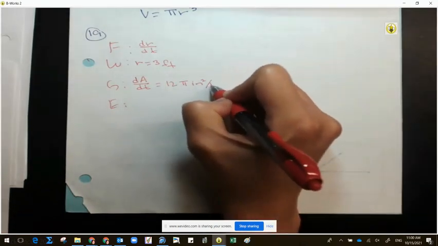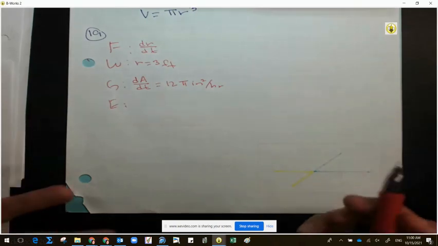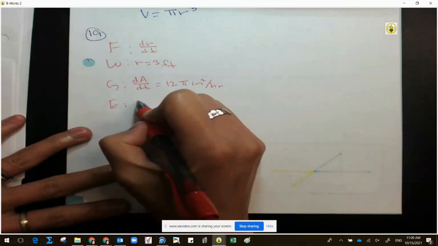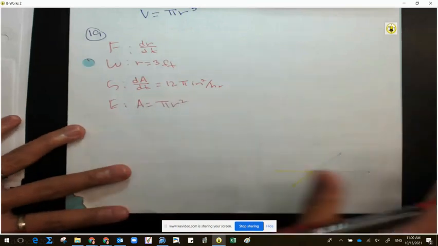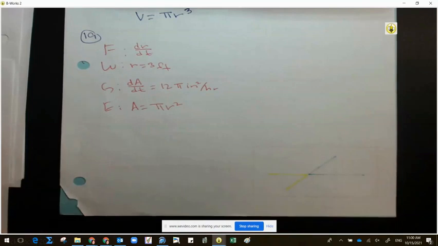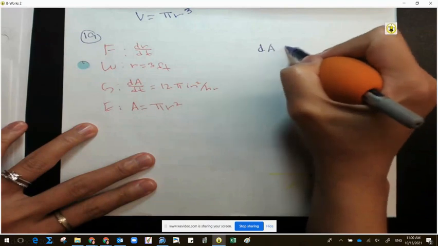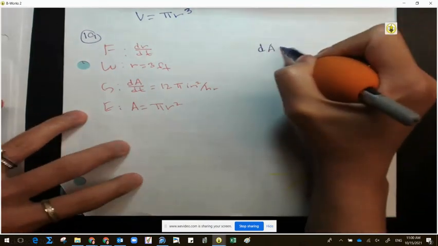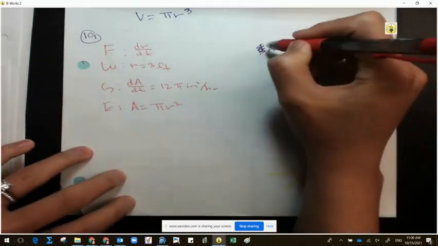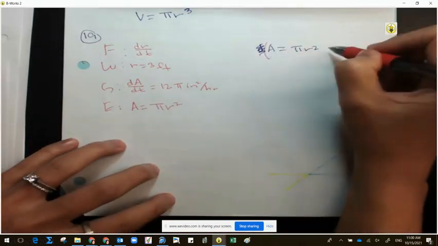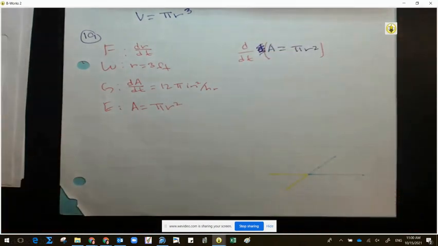And that was 12 pi inches squared per hour. And our equation on this one, what shape are we looking at here? Circle. What is the area of a circle? Pi r squared. So let's write that equation on the top. So we have A is equal to pi r squared. Get rid of that one. Now find the derivative with respect to t. I guess I could have left that d alone.